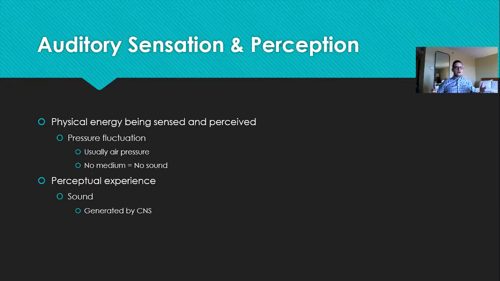Now I know a lot of that doesn't make a whole lot of sense right now, but hopefully it will make a little more sense in a little bit when I show you how we plot the physical qualities, the changes in it. But again, the physical energy that we perceive as sound is changes in pressure, regardless of whether it's air pressure, water pressure, the pressure of the medium.